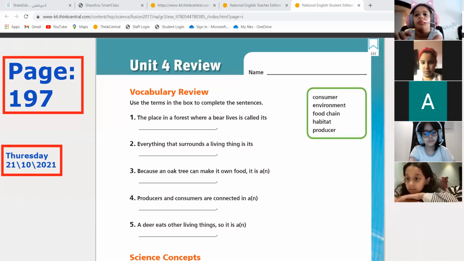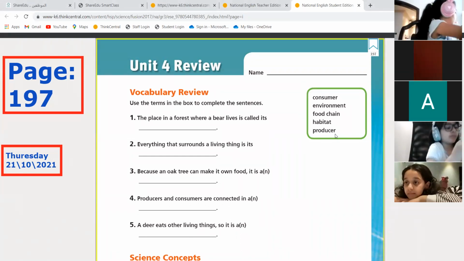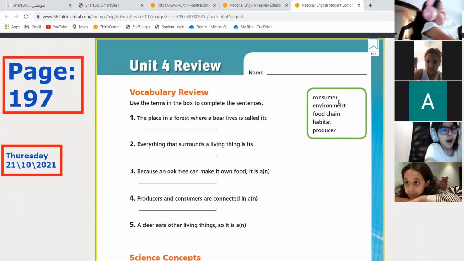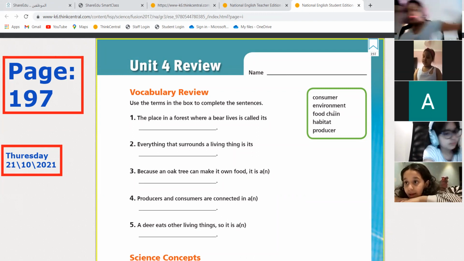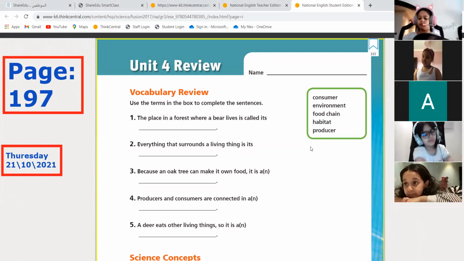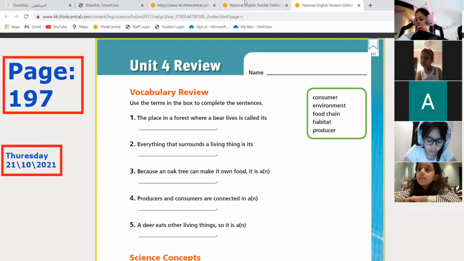In this page, we have a box over here on the right full of words. I want you to use these words to fill in the blank, okay? I have the word consumer, environment, food chain, habitat, and producer. I want you, please, guys, to use these words to fill in the blank. Let's start with Rima. Can you read number 1, please?